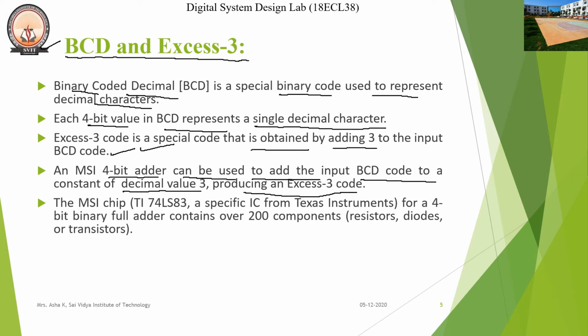A medium scale integration chip, the Texas Instruments manufactured 74LS83, is a 4-bit parallel adder which is used to add two binary numbers A and B, and also to convert BCD to XS3. This consists of over 200 components. The components include resistors, diodes and transistors.